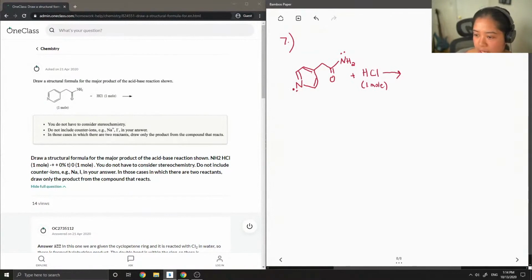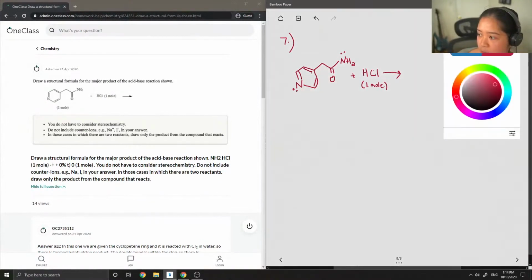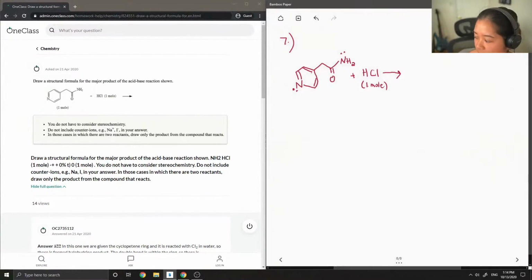So basically we have 2 nitrogens on this molecule and each of them can act as a base, but since there's only 1 mole of HCl, we want to find out which one of these nitrogens will successfully take that proton. So which of these nitrogens is more basic? I'm just going to write that down.